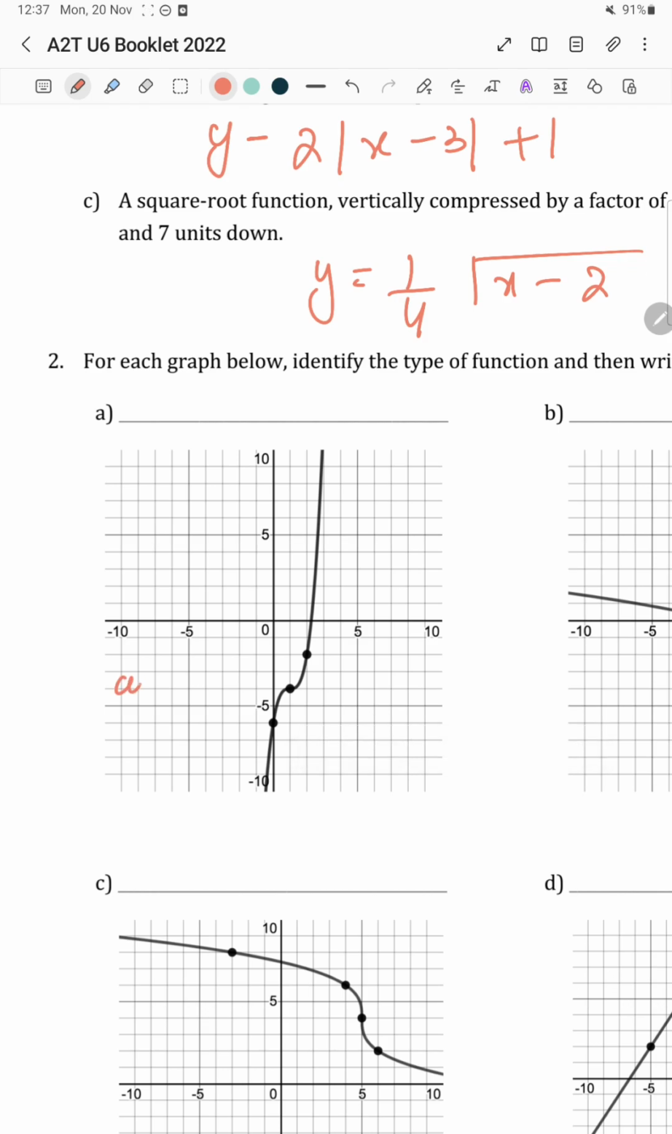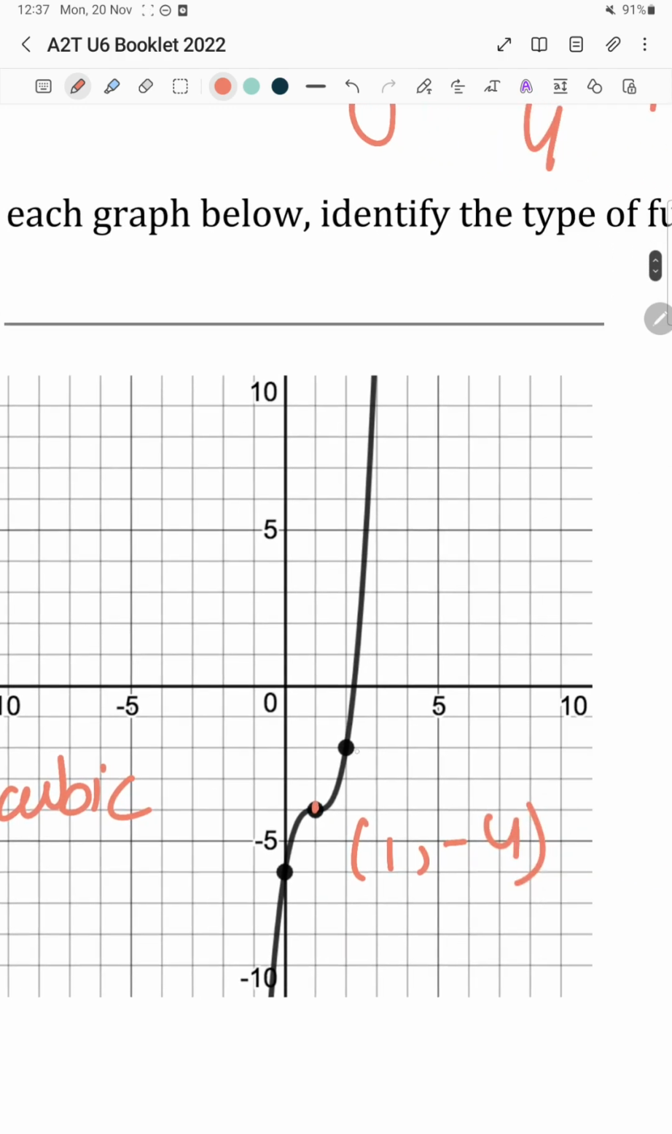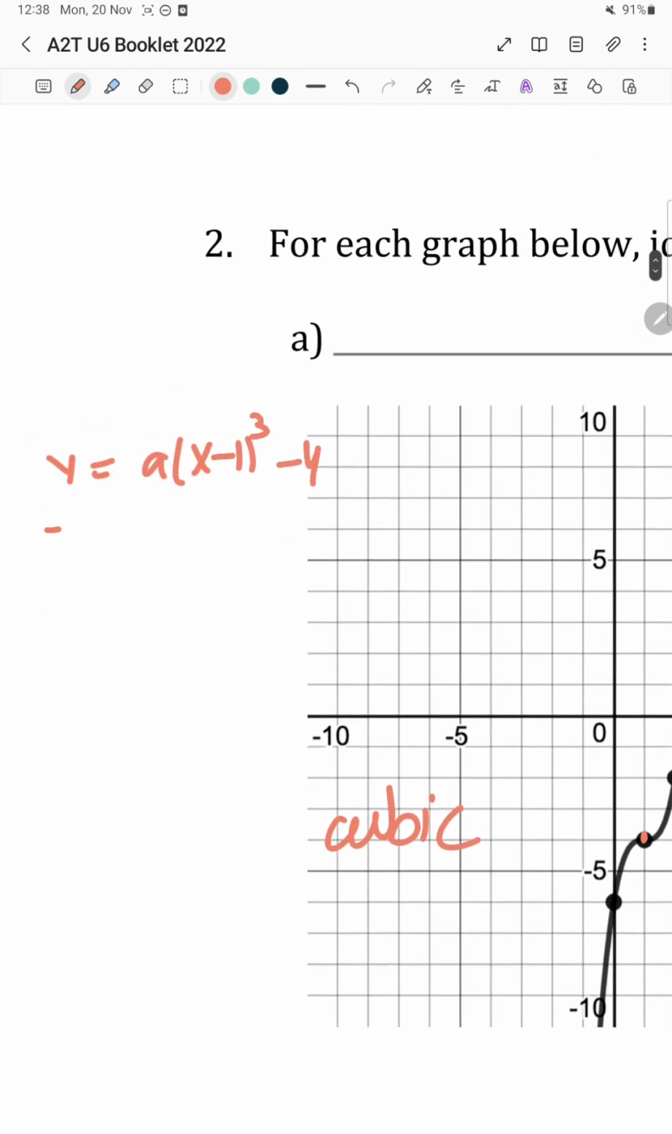Okay, type of function: this is a cubic function, and the graph, this is the center, this is 1 and minus 4. Cubic function can be written as y is equal to a times (x minus 1) whole cube minus 4. Taking another point, let's take this one, 2 and minus 2. So it would be minus 2.